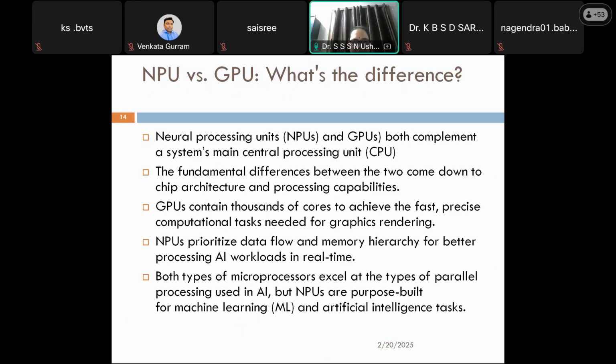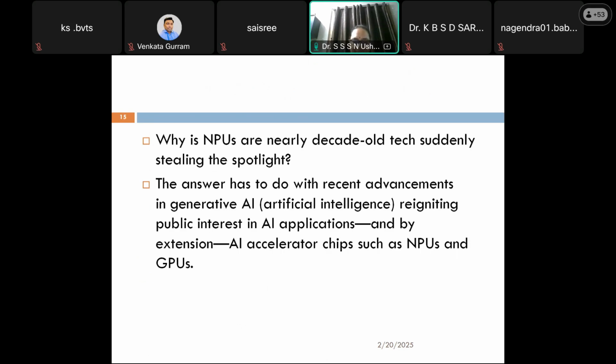But in case of architecture, they both go for parallel processing. But NPUs are purpose built for machine learning and AI. So this is a specialized computing unit.